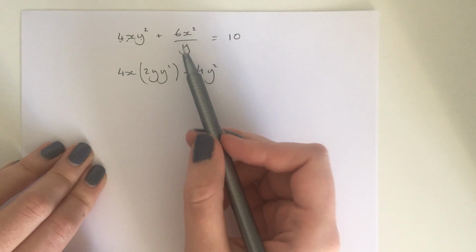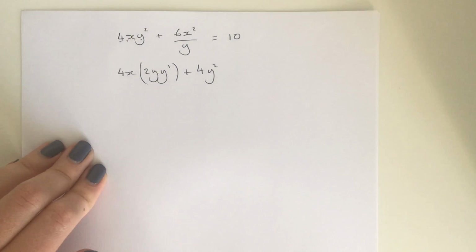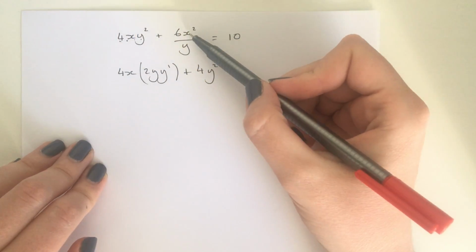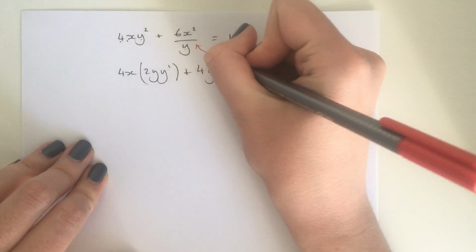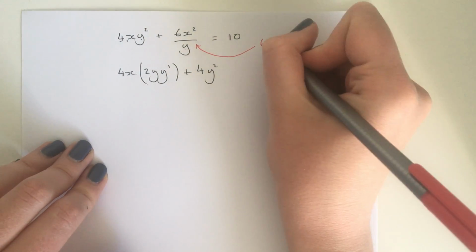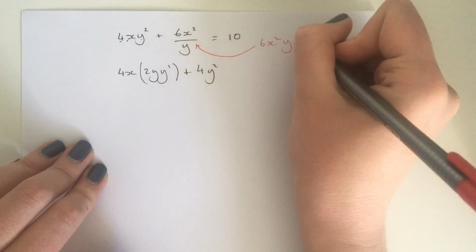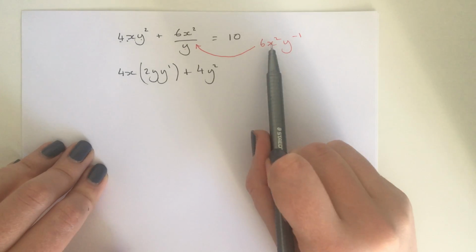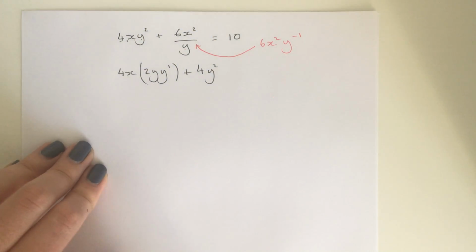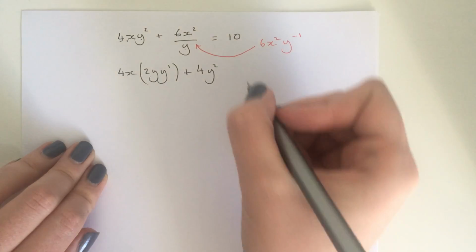Now I'm going to go on to differentiating this thing here. You could use the quotient rule here because you've got u over v. However, what they do in the book to make it a little bit easier is change this to 6x squared y to the negative 1. Because now you can see I use the product rule because I've got u times v, and the product rule is slightly easier for us to use. So we'll go ahead and do that.